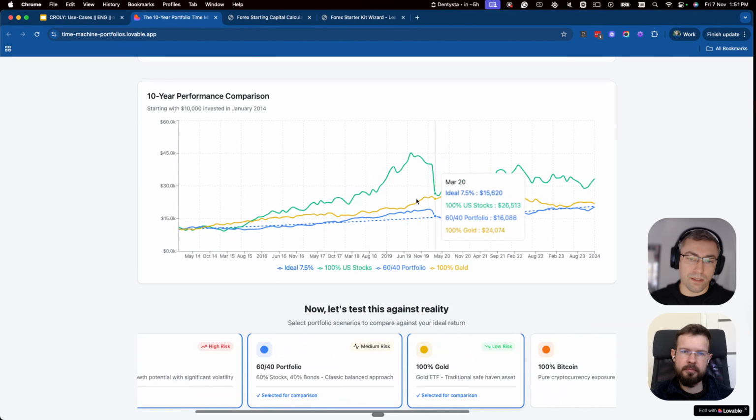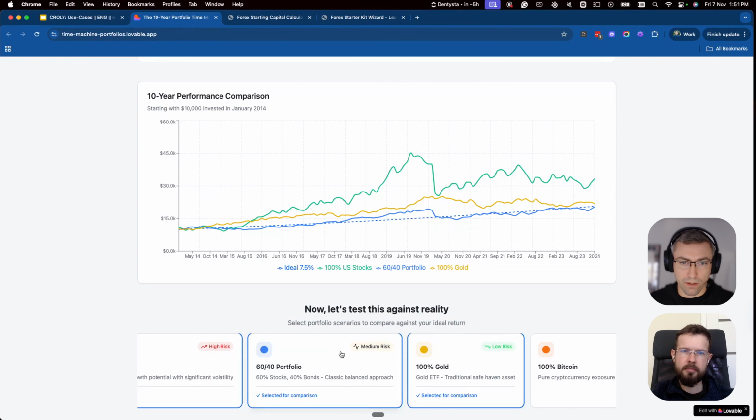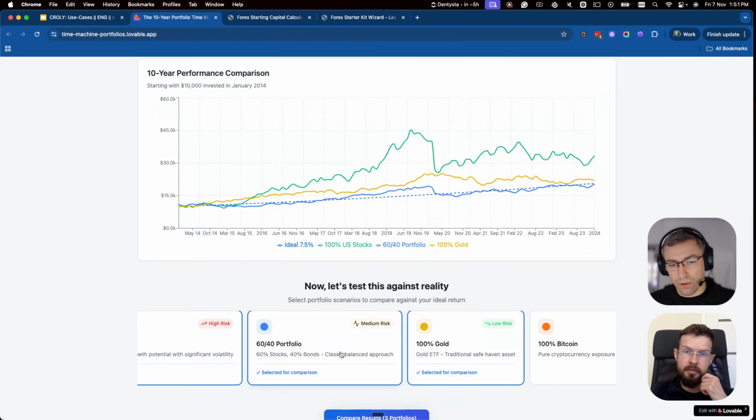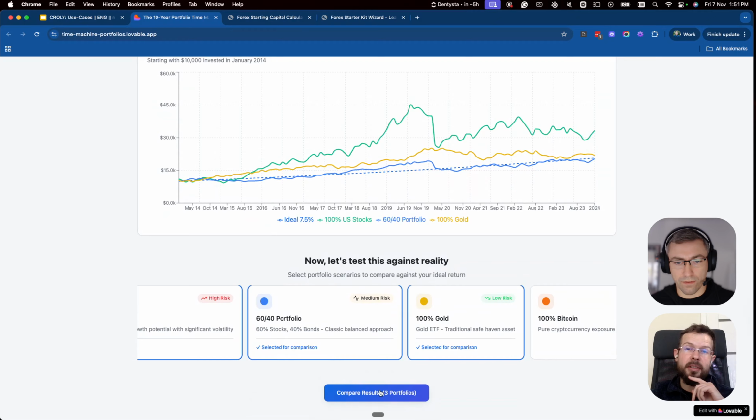And as a result, if there were a more advanced section here, like what if I add 10% of gold? What if I add 20% of bonds instead of 30%? What if I add emerging markets to the mix and add some different ETF to the mix? I imagine that the portfolios could look totally different as a result.